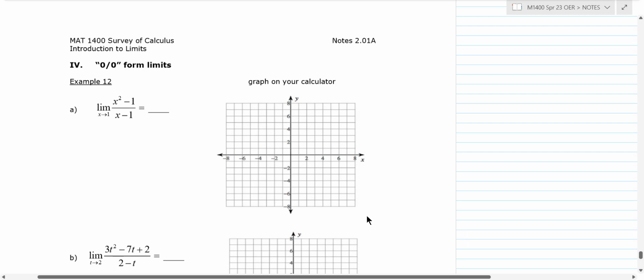All right, students, welcome to one last part of the video when we're talking about limits, the introduction to limits. This time we'll be talking about 0 over 0 form limits.